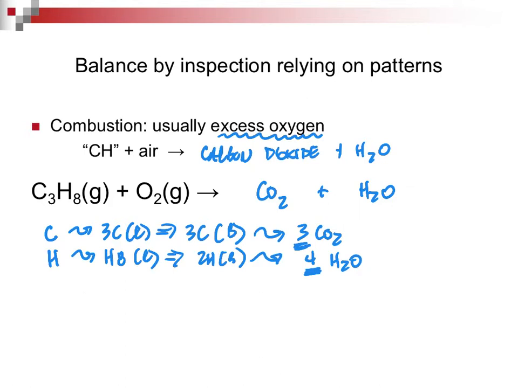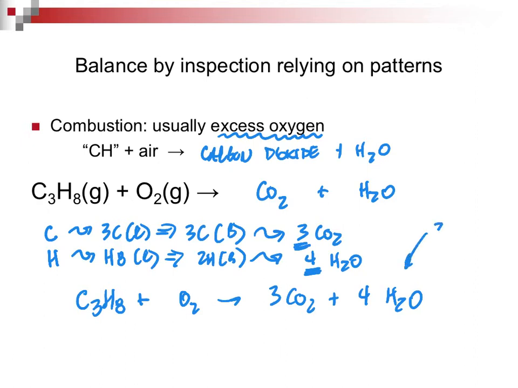So let me rewrite this. We have C3H8, we have oxygen. It's going to form 3 CO2s plus 4 H2Os. Now, the only thing we haven't balanced are the oxygens. On the left we have 2 oxygens as reactants, and on the product side we have 6 plus 4 for a grand total of 10. Oxygen comes to us in units of 2, so in order to balance this, we would put the number 5 in front of the oxygen.